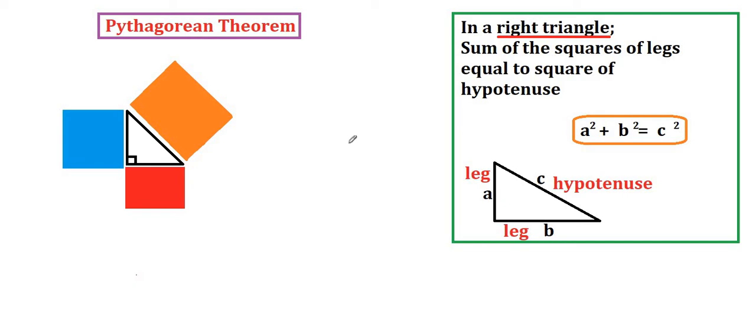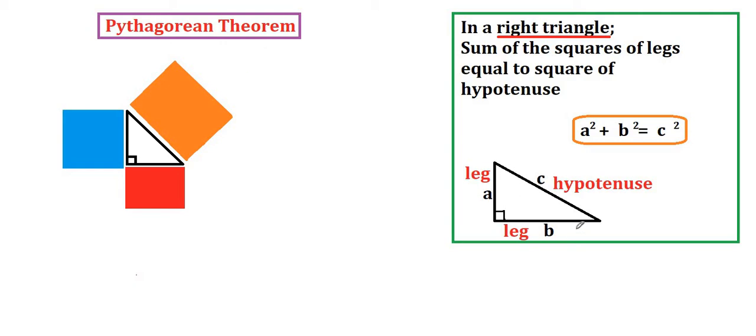Hello everybody. In this video we're going to study Pythagorean theorem. Let triangle ABC be a right triangle. So if we don't have a right triangle, we cannot talk about Pythagorean theorem.